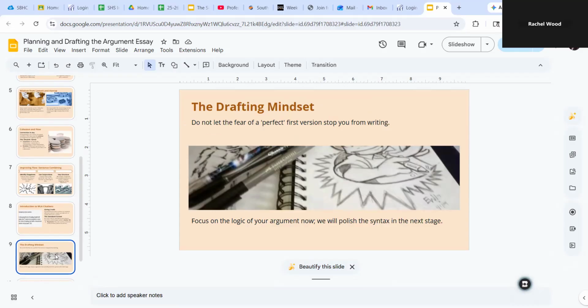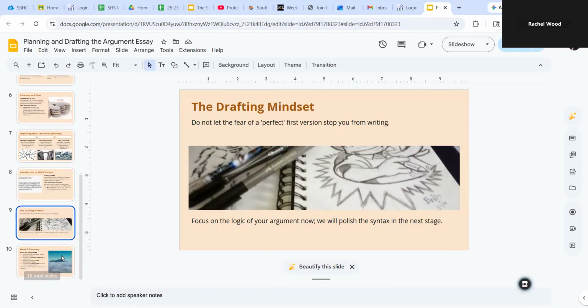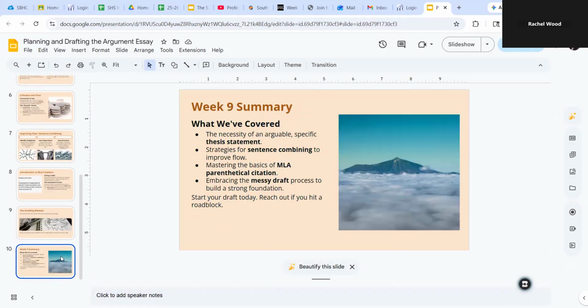Drafting mindset is important because you need to make sure that you do not let the fear of a perfect first version stop you from writing. You need to focus on the logic of your argument now. We can polish the syntax and the revision and the writing itself in the next stage. But for now, you just need to start writing. Messy first drafts, crappy first drafts are absolutely okay. Everyone does it, including myself.